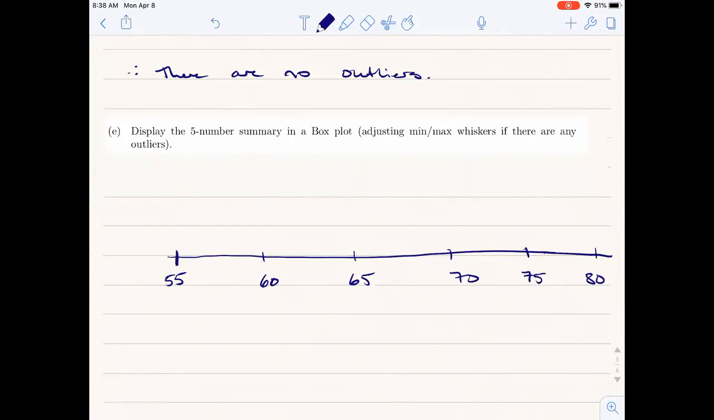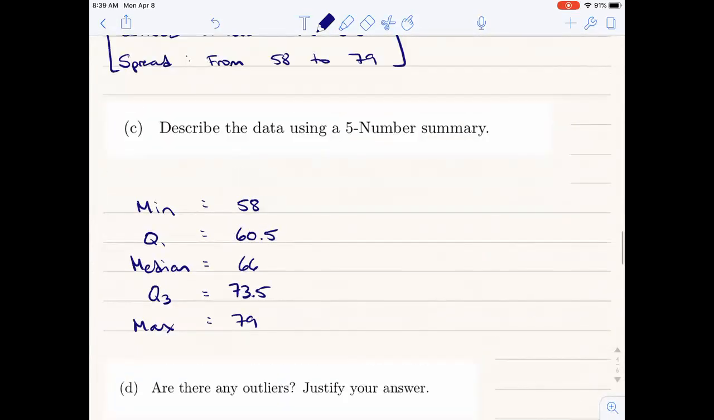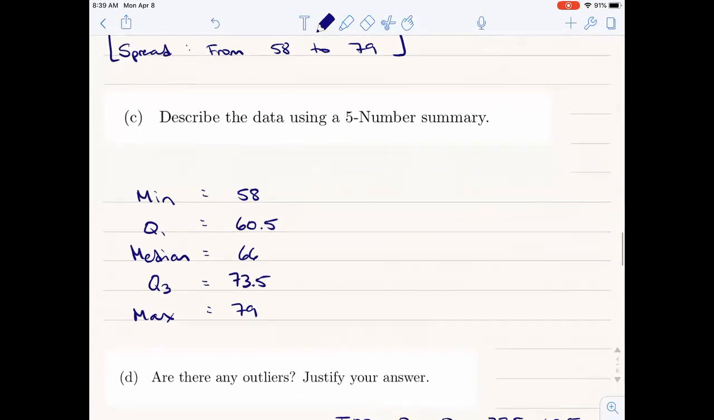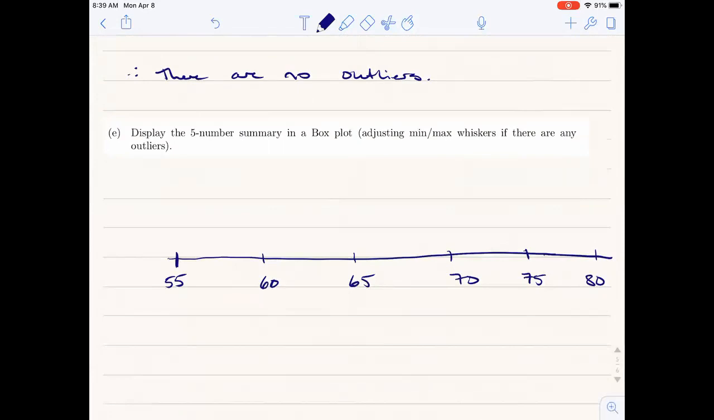The first thing to remember when drawing your box plot is to draw a line at the median. The box in the center is the first quartile, the median, and the third quartile. Those are going to stay the same regardless of whether there are outliers or not. The median is at 66, so I'll draw a line roughly here at 66.